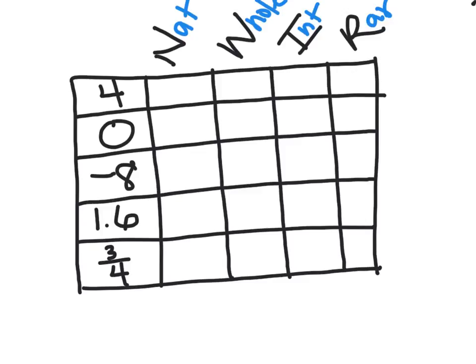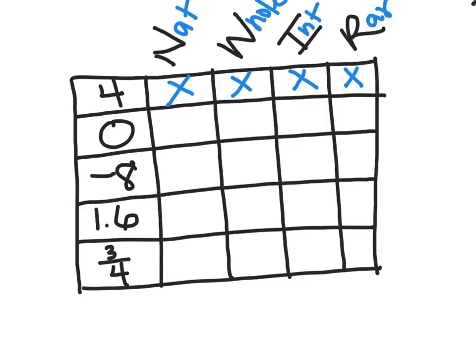So I'm going to start with the number 4. Number 4, if I started counting at the number 1, 2, 3, 4, 5, 6, 4 is included. So we say that that is a natural number. It is also a whole number because whole numbers start at 0. 0, 1, 2, 3, 4, 5, 6, which means that it is a positive or negative whole number, so it's an integer. And I can write 4 as a fraction, so that makes it rational.